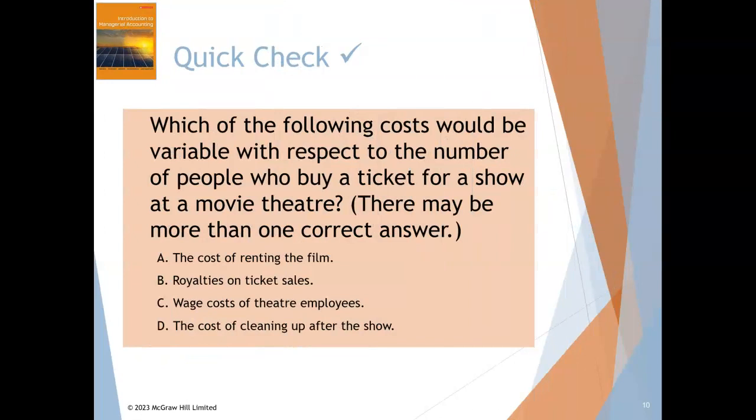Quick check. Which of the following costs would be variable with respect to the number of people who buy a ticket for a show at a movie theater? There may be more than one correct answer. A. The cost of renting the film. B. Royalties on ticket sales. C. Wage costs of theater employees. D. The cost of cleaning up after the show.